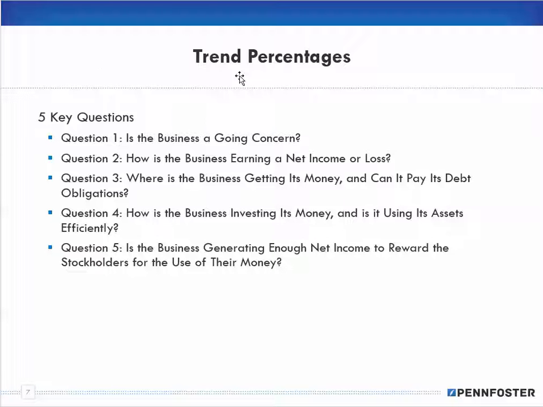So what we have to look at is trend percentages. I'm not going to spend a lot of time on this, but read this in the textbook. When you're looking at analysis and trend percentages, there are 5 key questions. Question 1: is the business a going concern?